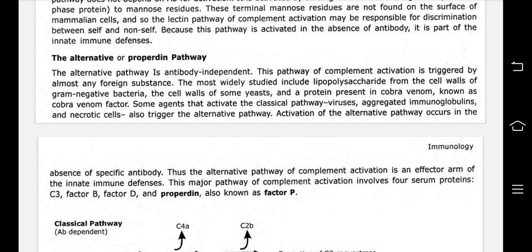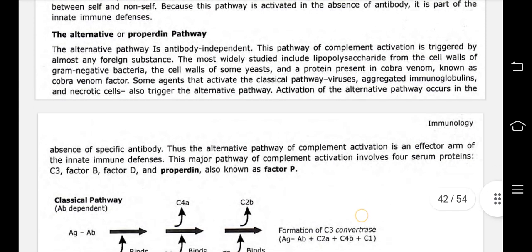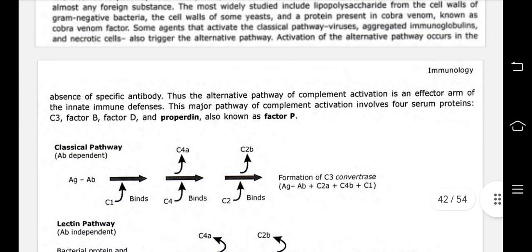Some agents that activate the classical pathway, viruses, aggregated immunoglobulins, and necrotic cells, also trigger the alternative pathway. Activation of the alternative pathway occurs in the absence of specific antibody. Thus, the alternative pathway of complement activation is an effector arm of the innate immune defense. This major pathway of complement activation involves 4 serum proteins: C3, factor B, factor D, and properdin, also known as factor P.